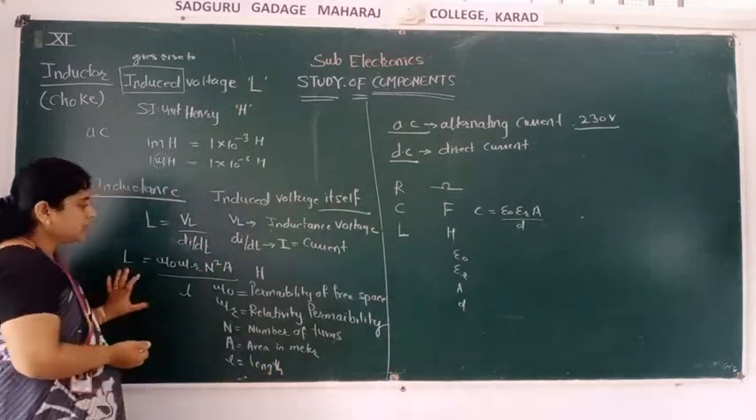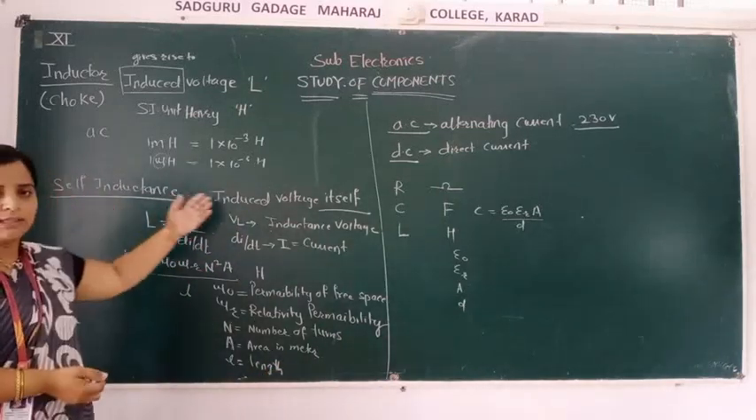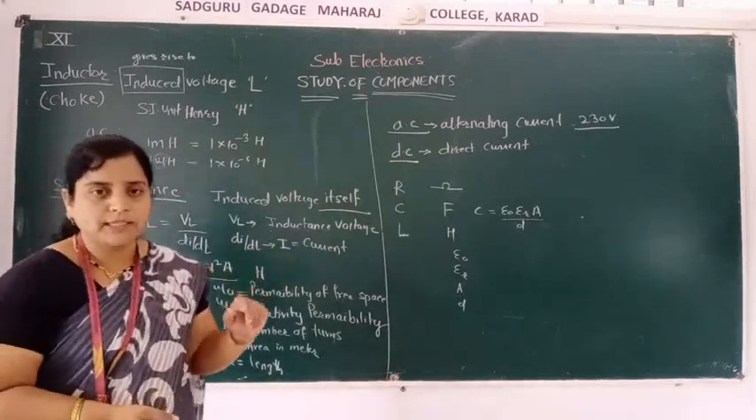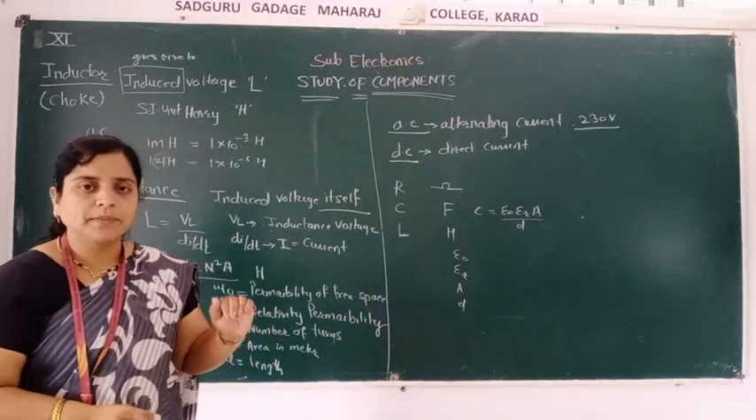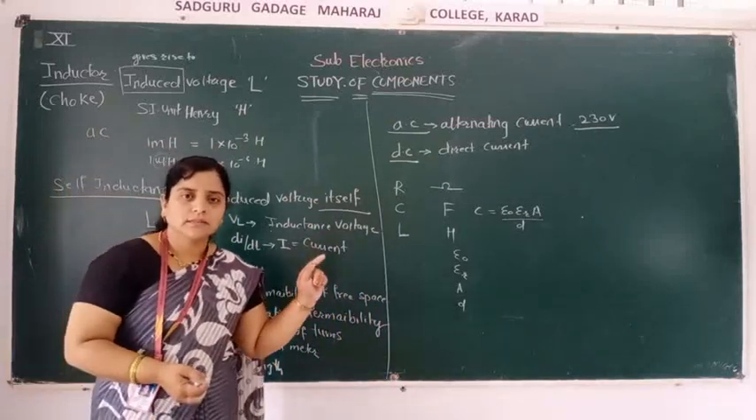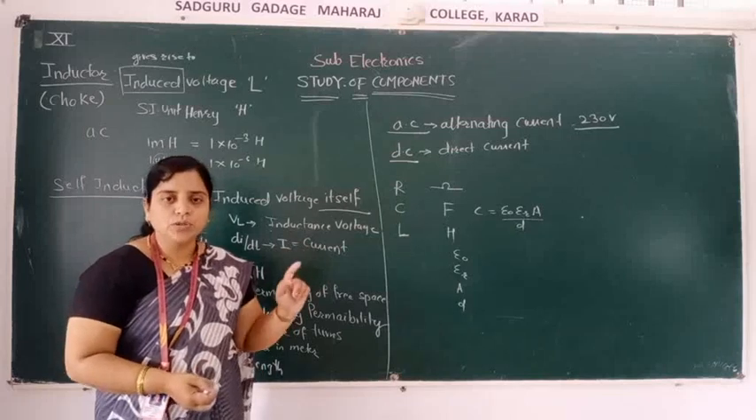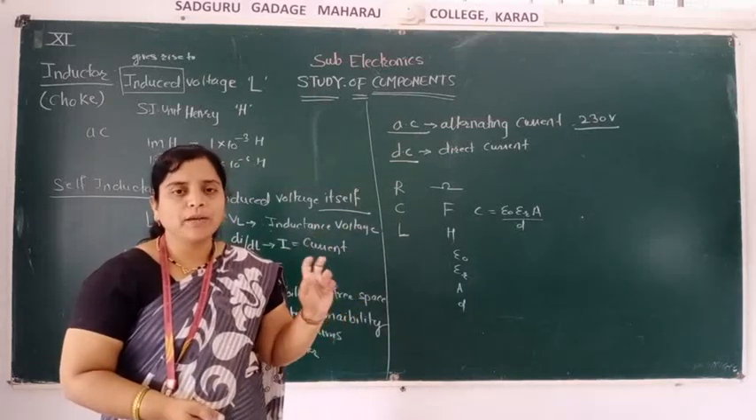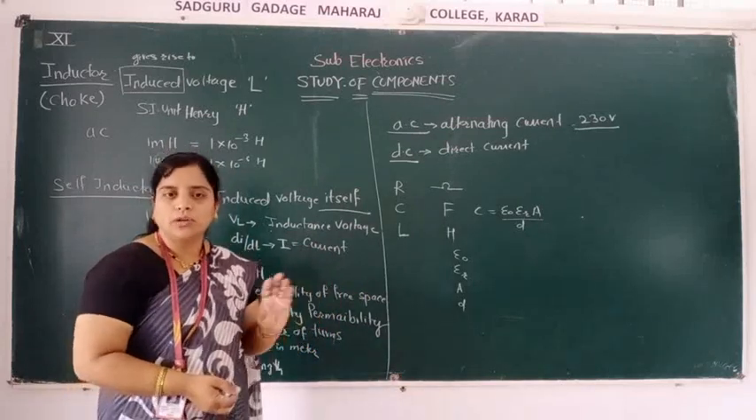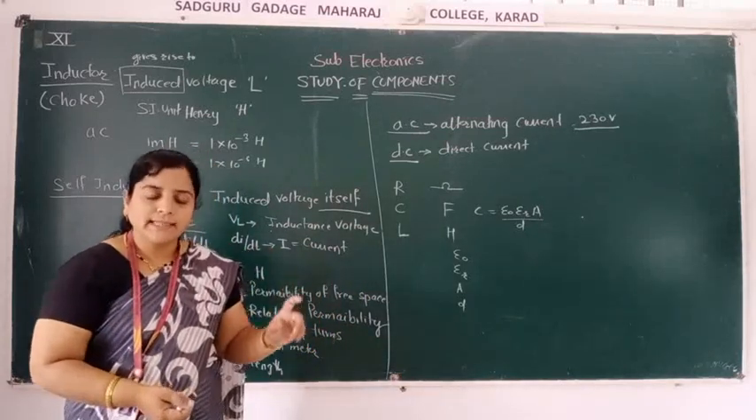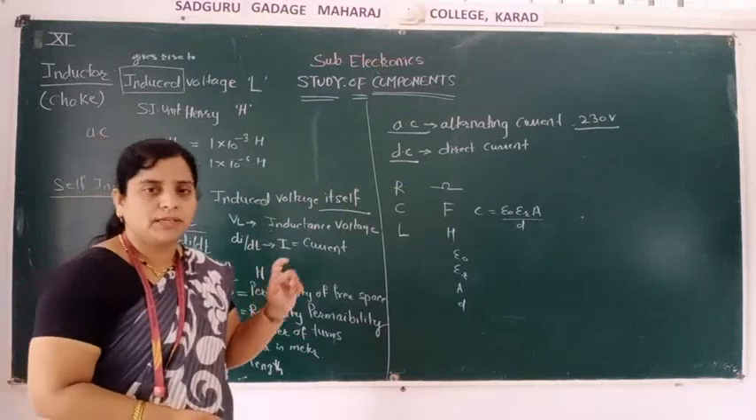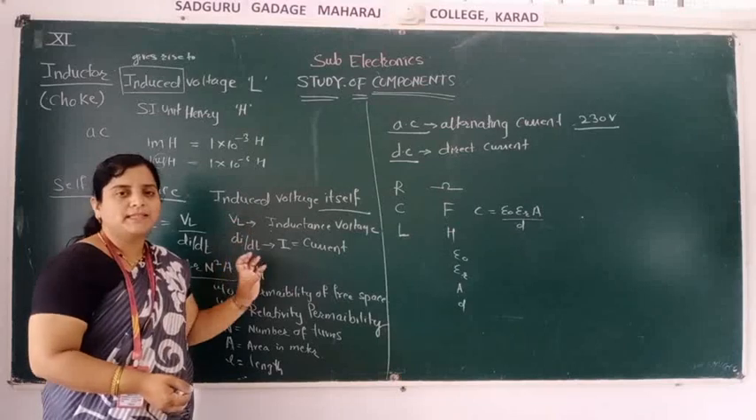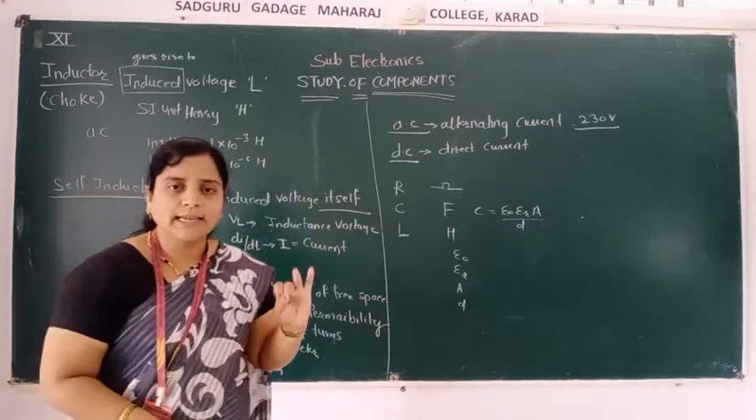You have to write all these things if it is asked what is an inductor and state its basic types. Inductor is the induced voltage when current is in varying form, and this happens always in AC current, not in DC current. Its SI unit is Henry. It is denoted by capital L. And these are basically of two types, self-inductance and mutual inductance.